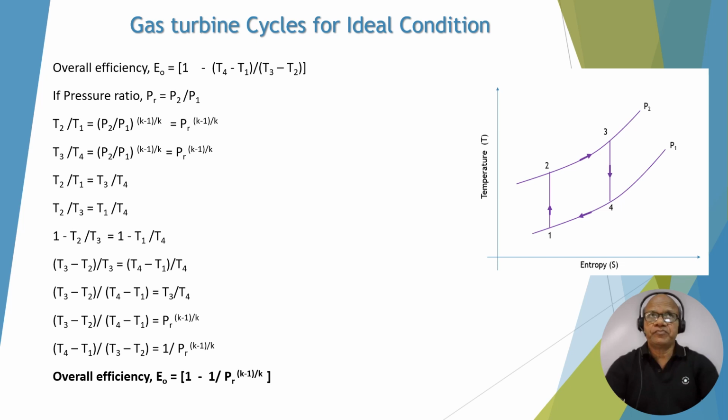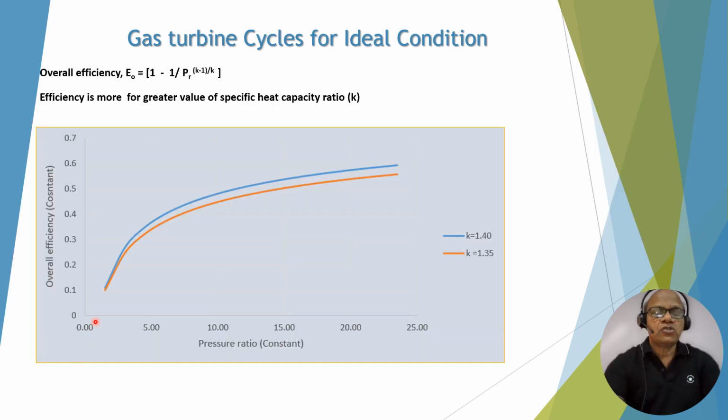K is equal to the specific heat capacity ratio, Cp by Cv. So we have drawn the graph with pressure ratio on the x-axis and overall efficiency on the y-axis, using this equation with different values of K. When K is 1.35, this is the graph. For K equal to 1.4, you can see the graph for this. So at the same pressure ratio, when K is more, that is the specific heat capacity ratio is more, overall efficiency is also more.